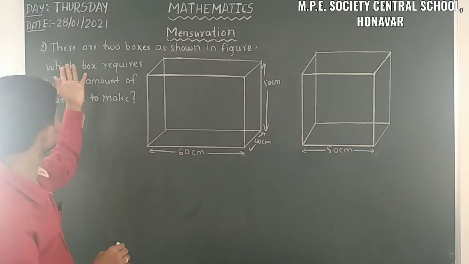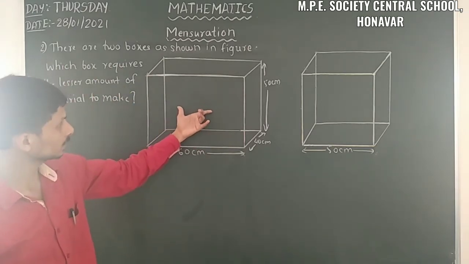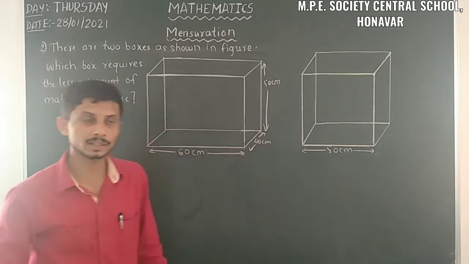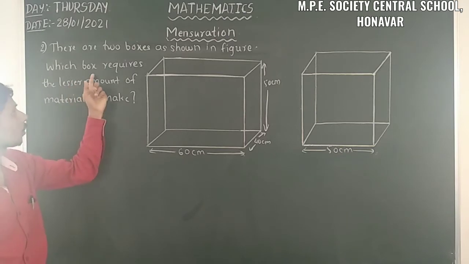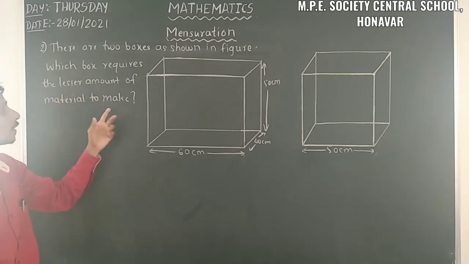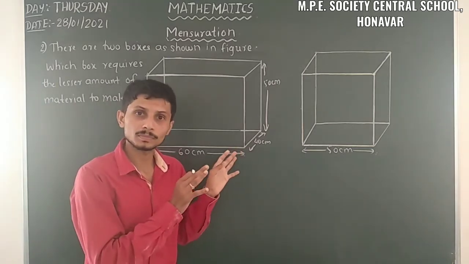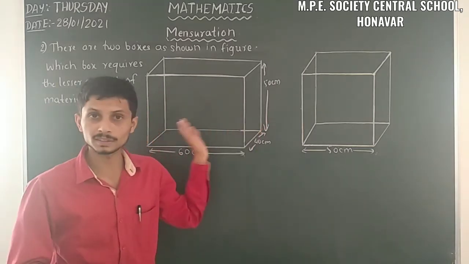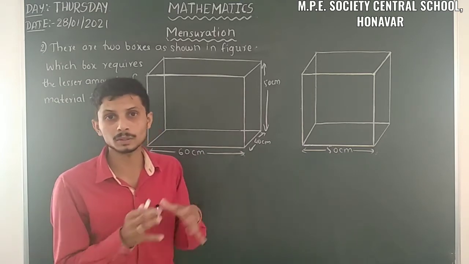Here we have two boxes. One is cuboidal and the other is cubical in nature. So already we know that. And here, which box requires a lesser amount of material to make? That means we have to make these two boxes using some materials. So which one requires the lesser material, that we have to find out.